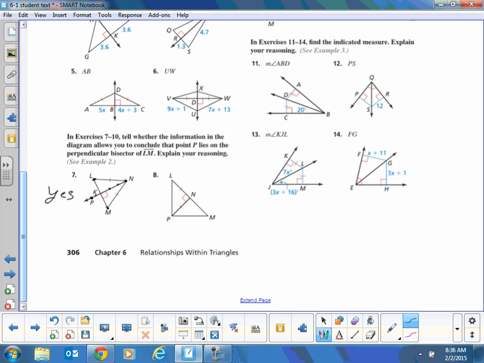Number 8. Is P on the perpendicular bisector of LM? No, we don't know, do we? Because I don't know if it's bisecting, because I don't know if that's the same length as this. I don't know that this is the same distance as this. All I know is it's hitting it perpendicular, so no.